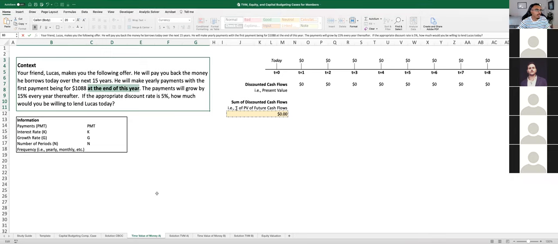Yeah, 100%. At the end of this year is actually one of the first checklists. You wanna know whether the payment is happening at the beginning of a year or at the end of that year. And by knowing either or, you will be able to decide whether you're dealing with a normal annuity or an annuity due. So that's an amazing pointer.